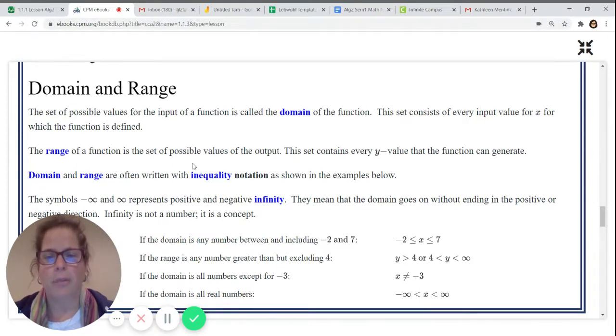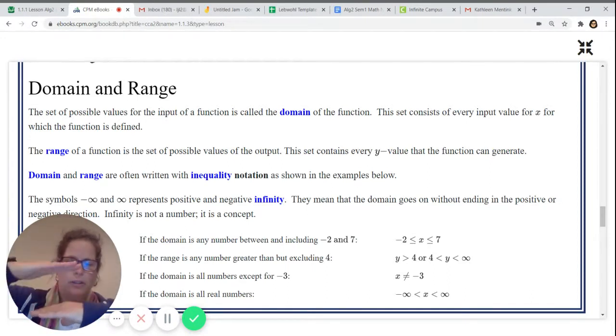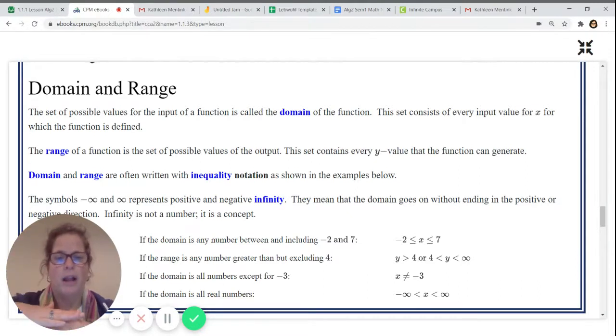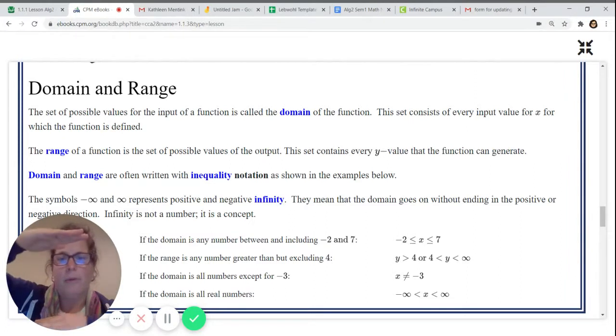The range are all of the possible output values, and the outputs are the y values. So you can look at the y value section of a table if that's what you're looking at, or if you're looking at the graph, we know that y values tell us how far up or down the graph we are. So that can often be helpful to notice on a graph how far a graph stretches up or stretches down.